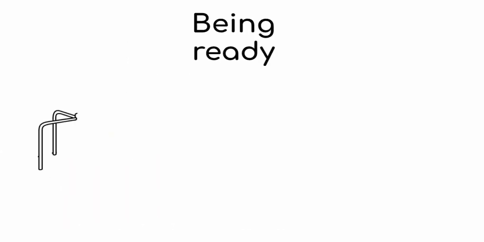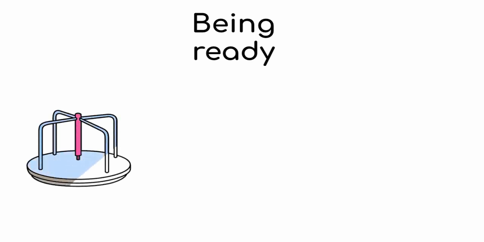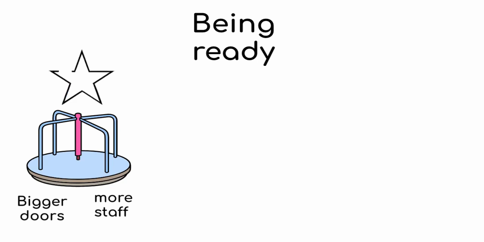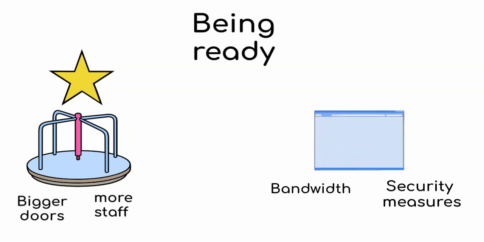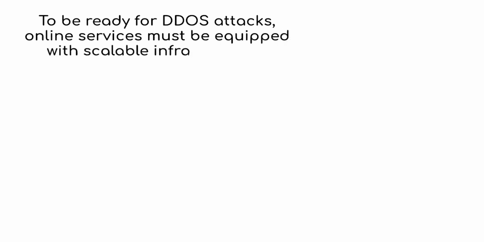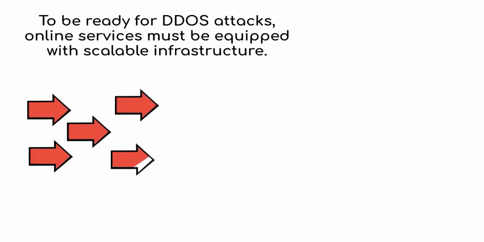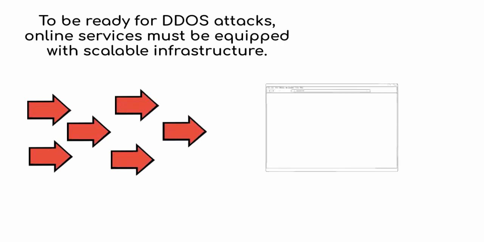Then, being ready. Amusement parks need to be prepared for super long lines by having bigger doors and more staff during a popular event. From a website point of view, this means bandwidth and security measures. To be ready for DDoS attacks, online services must be equipped with a scalable infrastructure. This means having the ability to handle a sudden influx of traffic at any time.